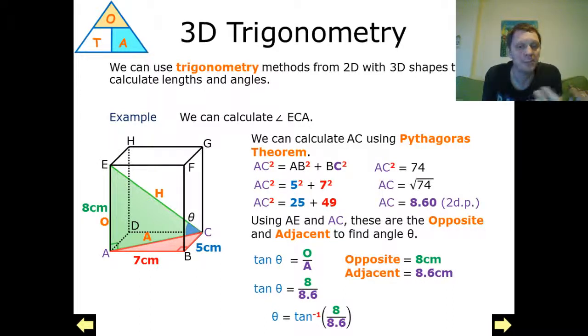If I was going to put this into my calculator, I'll press shift, tan, and then inside my brackets, I'll put 8 divided by 8.6, which will give me 42.93 degrees to 2 decimal places. And that is our angle just here.